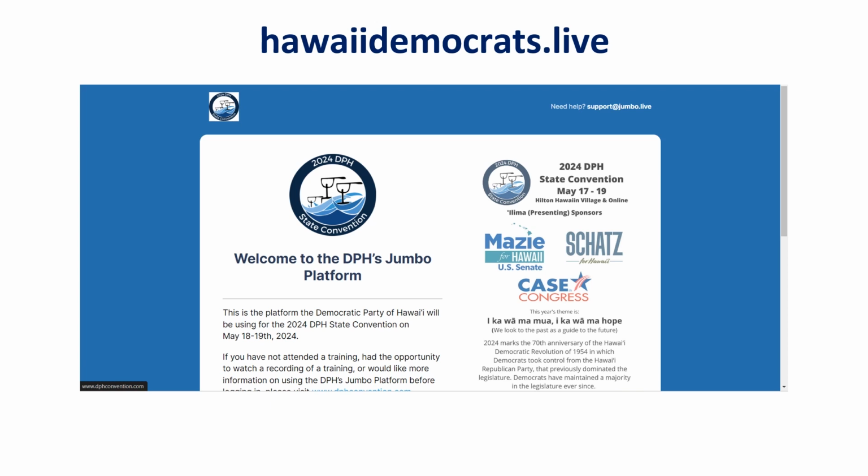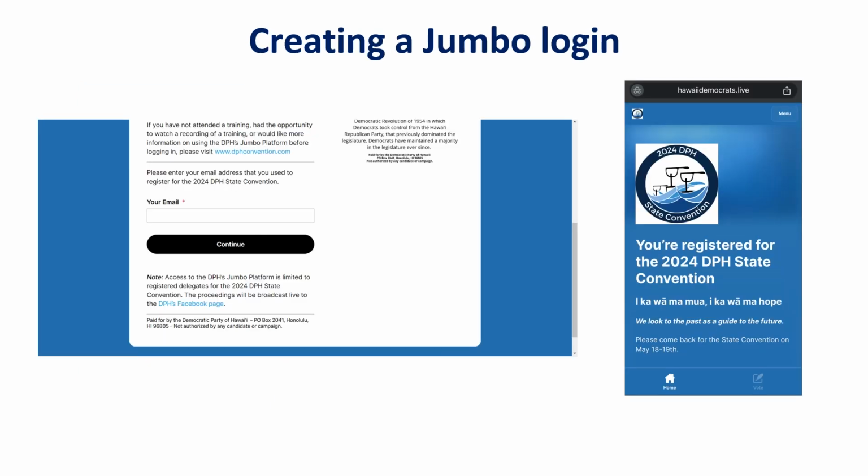When you first go to the website, you will see this introduction screen, which has some information about the convention. If you scroll down, there will be a place to enter your email address. Make sure that the email that you enter is the same email that you used to register for the convention. You click continue, and there will be a short form that you fill out, and that is how you register on Jumbo for the website.